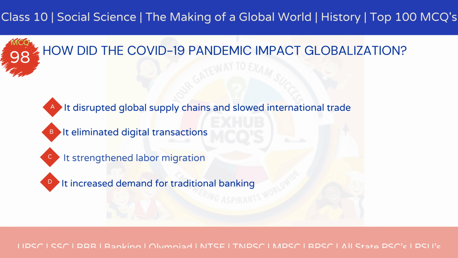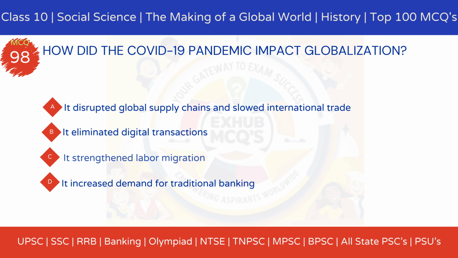MCQ 98. How did the COVID-19 pandemic impact globalization? Option A. It disrupted global supply chains and slowed international trade. Option B. It eliminated digital transactions. Option C. It strengthened labor migration. Option D. It increased demand for traditional banking.